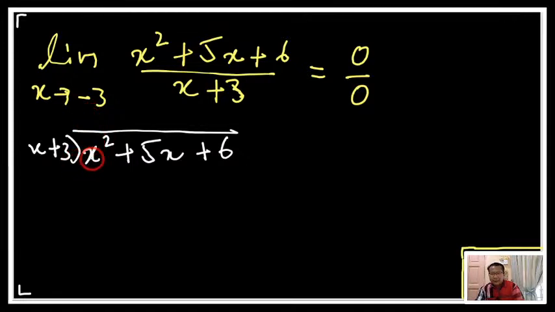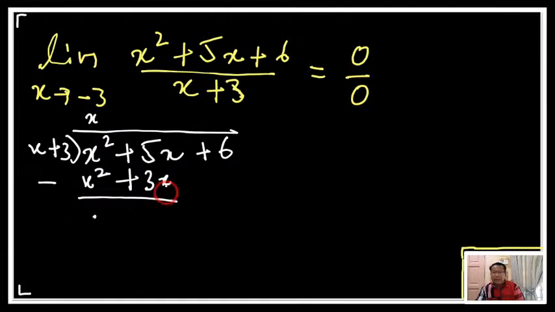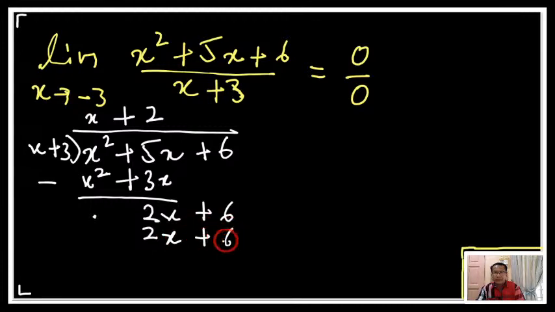So x times x, you get x square. 3 times x, you have 3x. Minus here, so this one becomes 0. 5 minus 3, 2x plus 6. x times 2 is 2x, plus 6. So this one becomes 0. You minus.